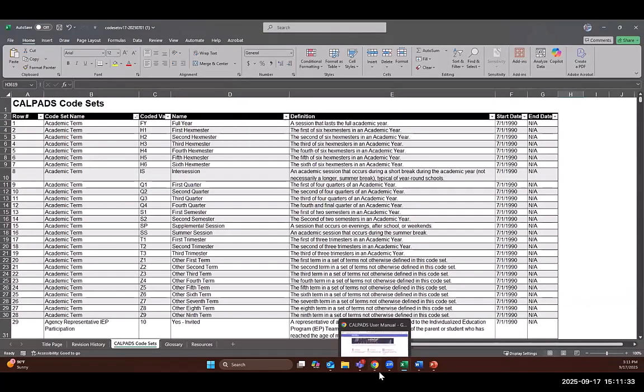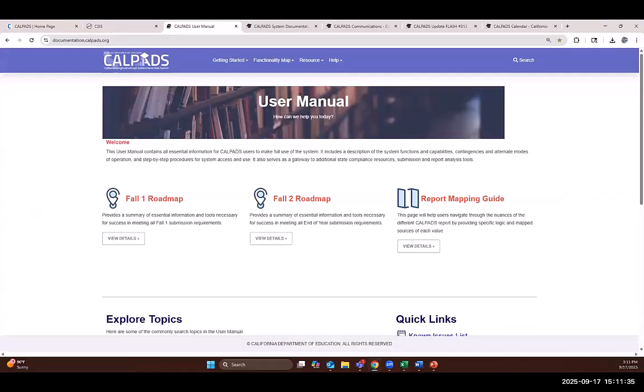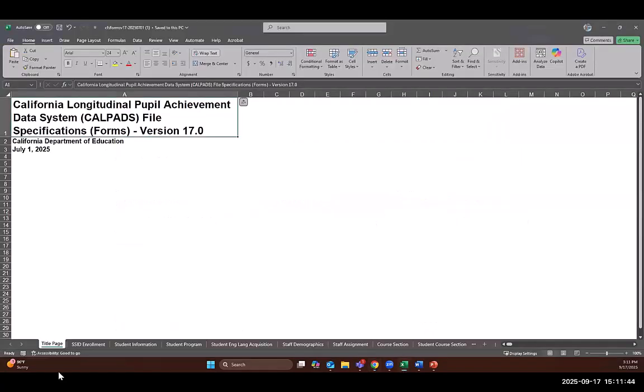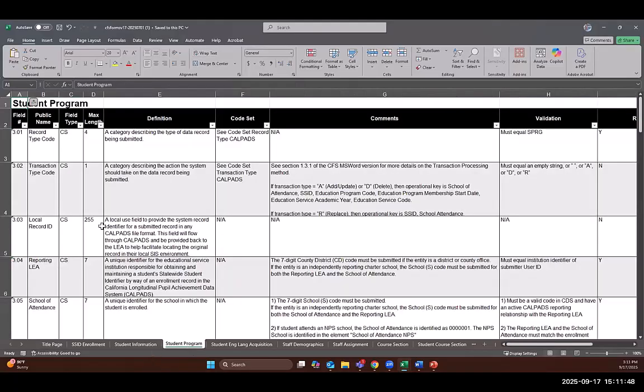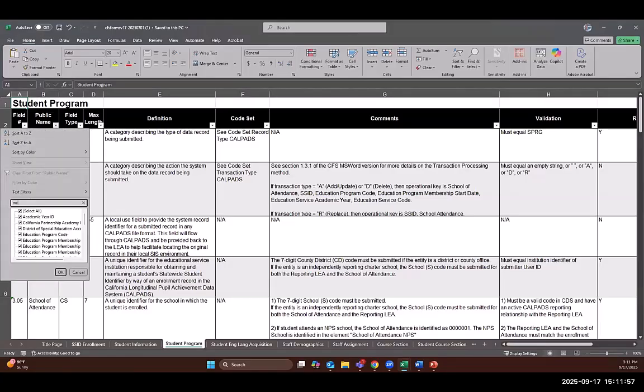Q1 from Sandra. CALPADS program eligibility. I have received conflicting information regarding whether the education program membership code should be populated. According to the CALPADS data guide, LEAs are not required to populate this field since it is automatically determined by CALPADS. However, I've also been informed that it's important to ensure the correct option, eligible or participating, is selected. Could you please provide clarification?